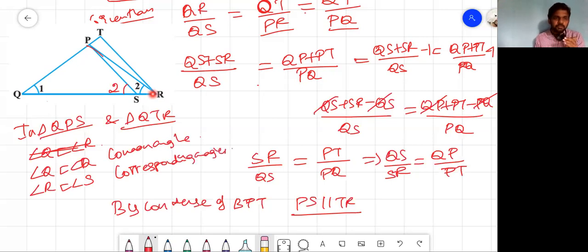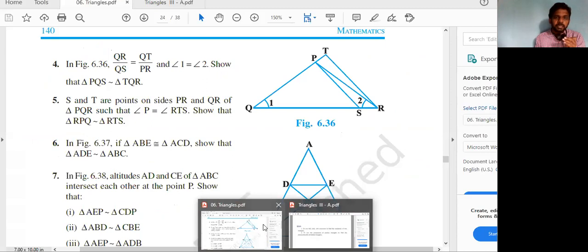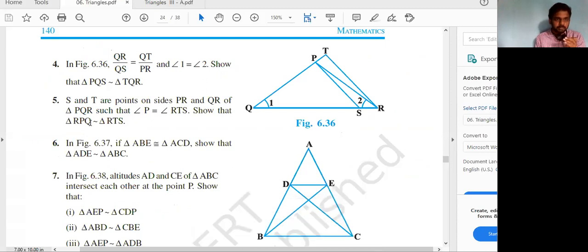So therefore I have two angles equal, which means by AA criterion, I can say that triangle PQS is similar to triangle TQR, hence proved, right?